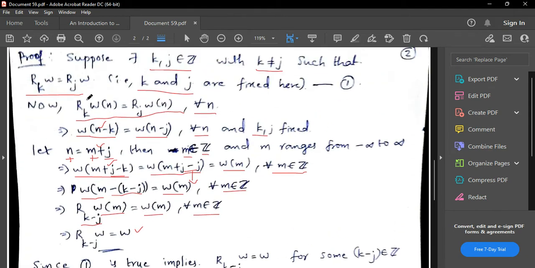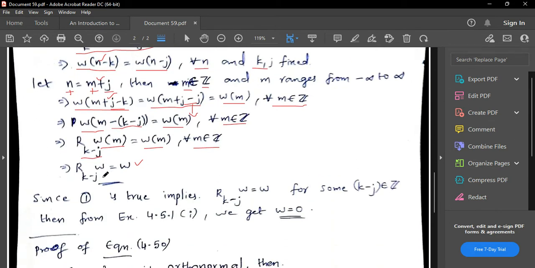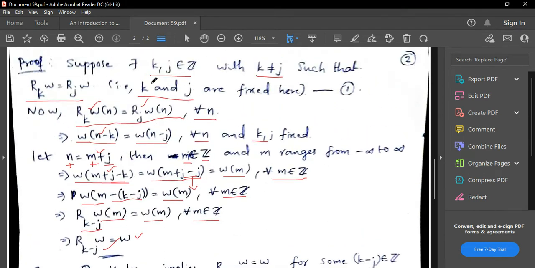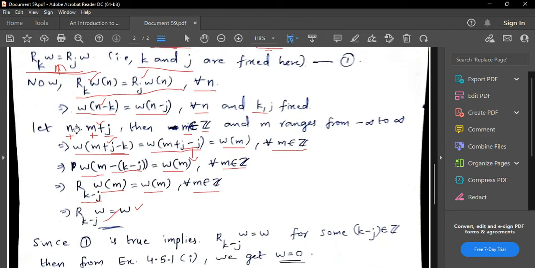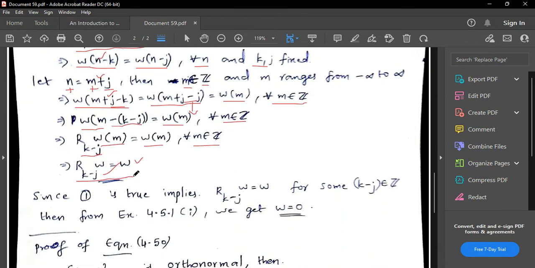From where we have started, r_k w of n is equal to r_j w of n. We have arrived at r_{k-j} w is equal to w. So if there exist k and j distinct such that r_k w is equal to r_j w, then this equation can now be rewritten as r_{k-j} w is equal to w. That is, there exists an index k minus j. K and j are distinct, so this cannot be equal to 0. This will be another integer.